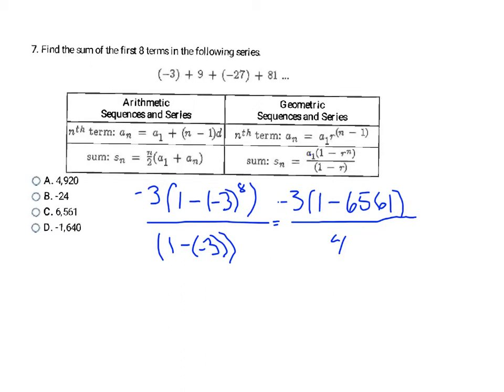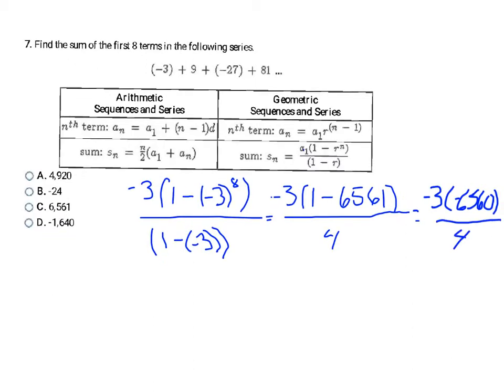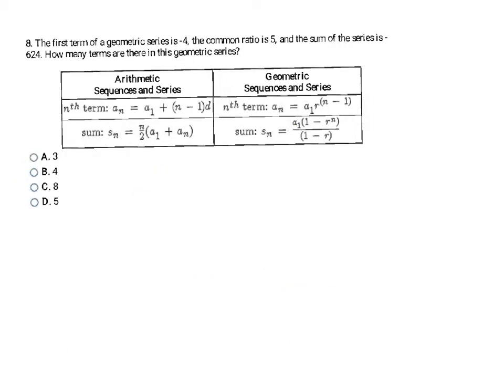Then in the numerator at the top, I need to continue using order of operations. So I'm going to do parentheses next. 1 minus 6,561 is going to be negative 6,560. Then I'm going to do the multiplication on the top. And negative 3 times negative 6,560 is positive 19,680. When I divide that by 4, I get 4,920, which is answer A.